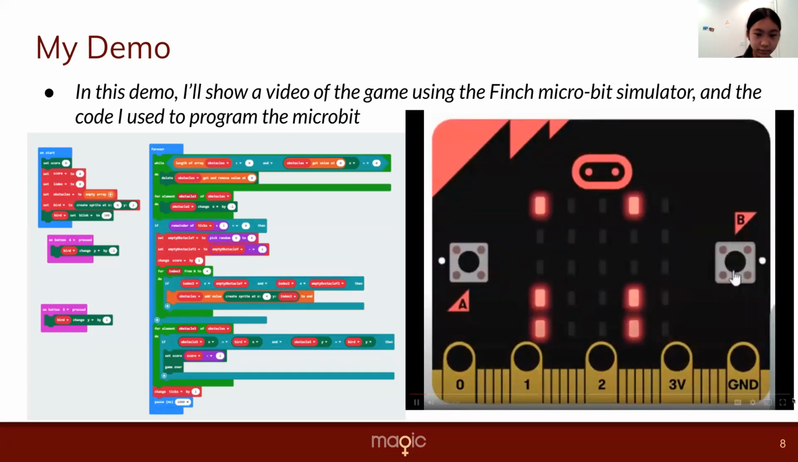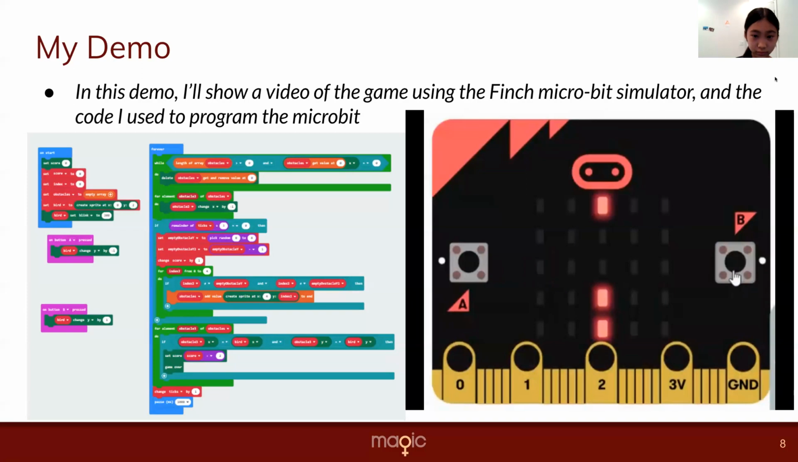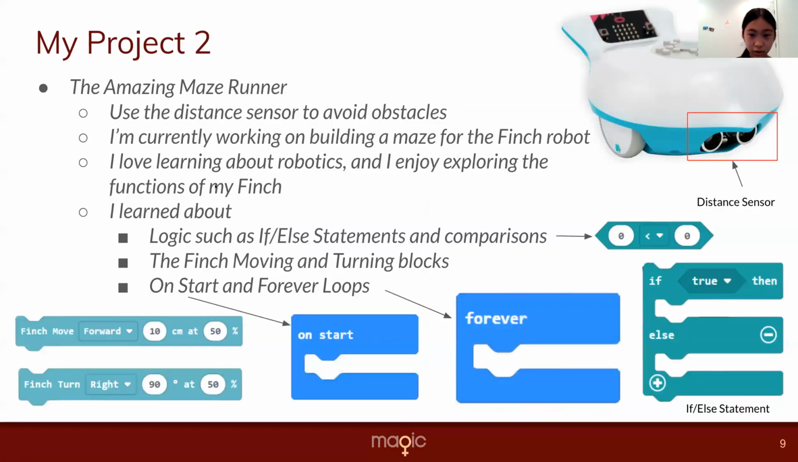Next slide. The Amazing Maze Runner. It's my second project. It's a Finch robot that I coded to use its sensors to avoid obstacles, the distance sensor to be more specific. I chose this project because I was always interested in how the Finch sensor works, especially the distance one, and I want to put them into use.